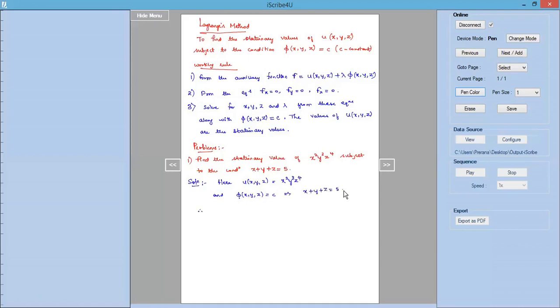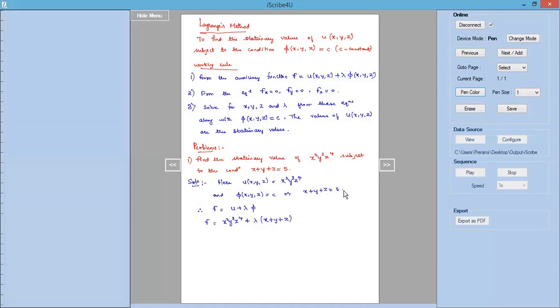So therefore we frame the function F is equal to u plus lambda phi. So here F is equal to u, which is nothing but x square y cube z power 4, plus lambda into phi. Phi is x plus y plus z.